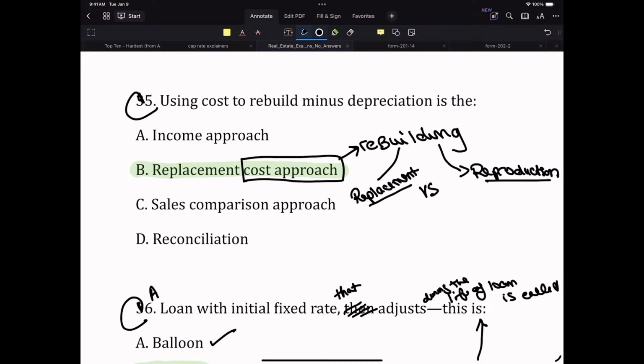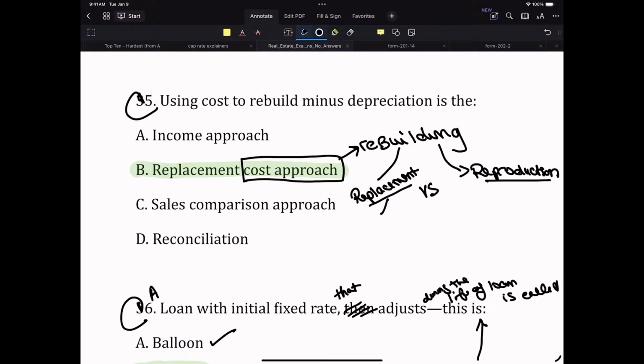I feel like you're answering these questions wonderfully, right? So what's the difference between replacement versus reproduction? I'm thinking that you all know. What is this difference? One uses current materials versus exact materials. Yes. Exactly. No, Dina, you're exactly right.